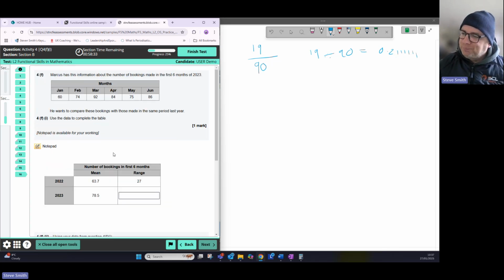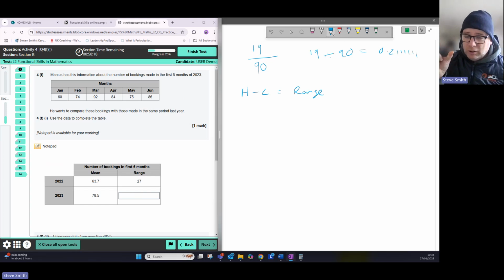Okay, so we've got here. It's done the mean for us. That's the easy bit. The mean, where you add them all up, divided by number of occurrences. It's asking for the range. So what are the range of those numbers? We go highest, take away lowest is the range. The lower the range, the closer the numbers are together, is the more consistent.